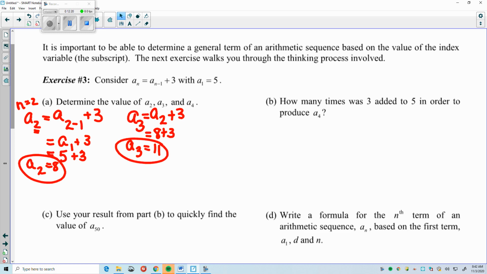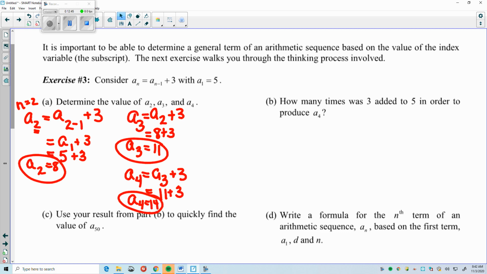Okay. I need to find a sub 4. So again, take a look at the patterns that we're doing. It looks like we're doing the term before this plus 3. So the term before we found was 11, and if I add 3 more on, I know that a sub 4 is 14.